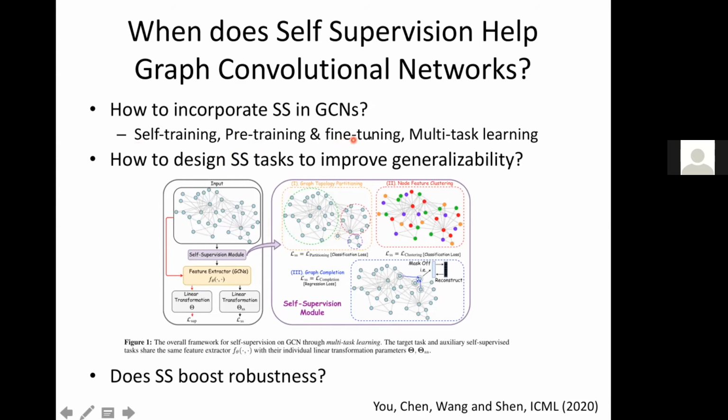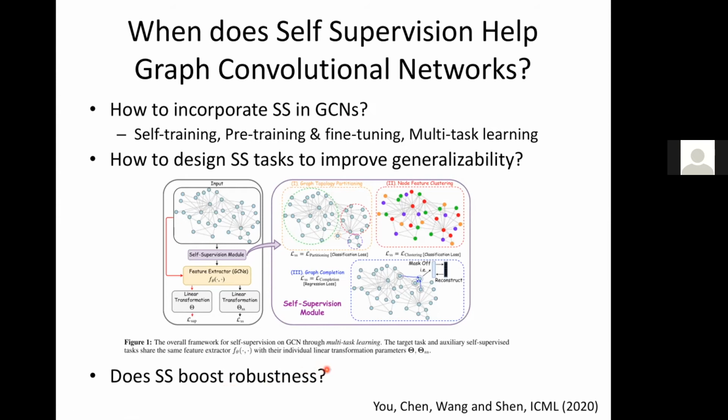We also looked at pre-training and fine-tuning versus multitask learning. The second question is, how do you design self-supervision tasks to improve the generalizability of graph representation learning? So we introduced several tasks, including topology-based graph partitioning, node feature-based clustering, and graph completion. It's like image inpainting. And lastly, once you combine the proper self-supervision tasks and incorporate them into graph neural networks properly, what do you gain beyond generalizability? We found that it actually boosts the robustness of the models against adversarial attacks as well.